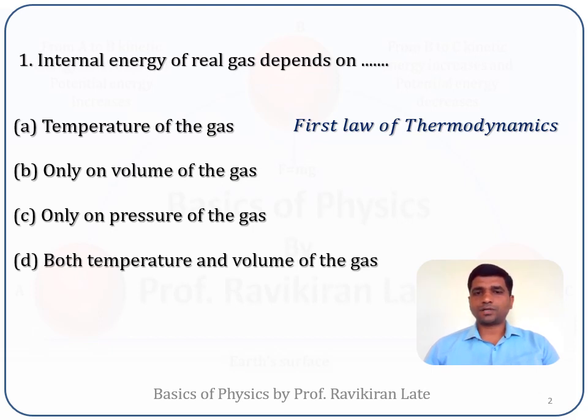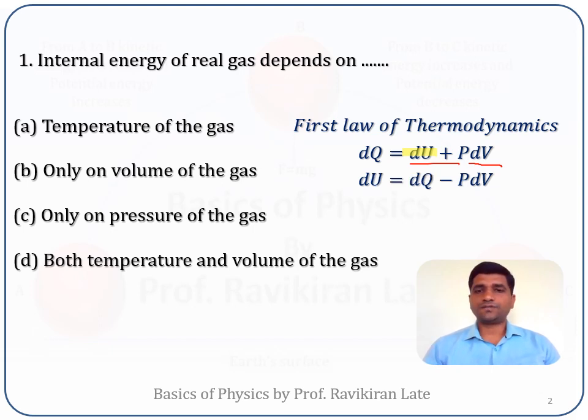But from the first law of thermodynamics, if I write the expression, this can be written as dq is equal to du plus p into delta v. In this equation, the first term dq is called the amount of heat, the second term du is called the internal energy, and the third term, that is the product of pressure into volume, is called the work done. So this quantity du is called the internal energy.